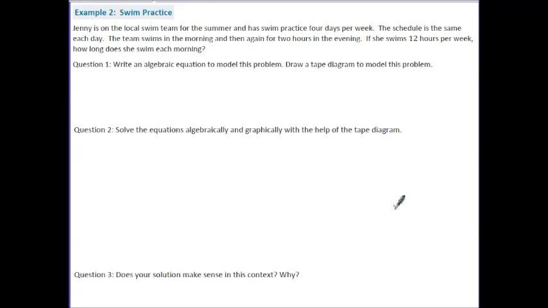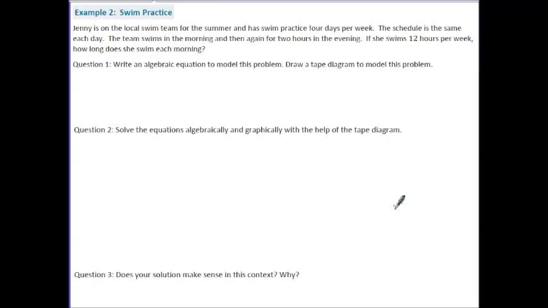Let's take a look at example 2. Jenny is on the local swim team for the summer and has swim practice 4 days per week. The schedule is the same each day. The team swims in the morning and then again for 2 hours in the evening. If she swims 12 hours per week, how long does she swim each morning? So the first question I want to answer is write an algebraic equation to model this problem and also draw a tape diagram to model this problem.